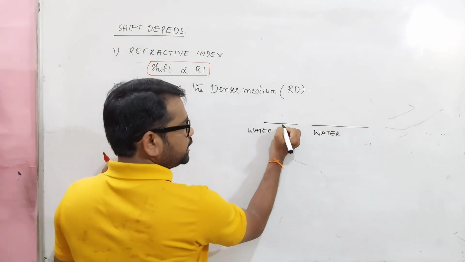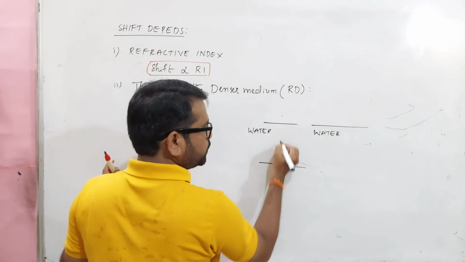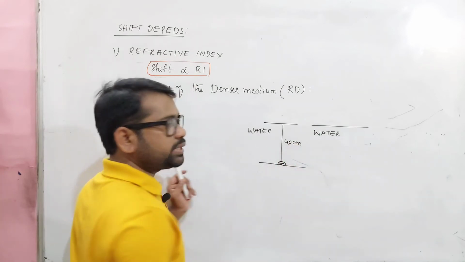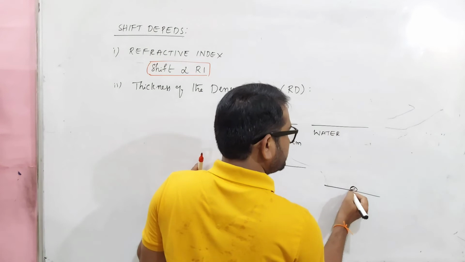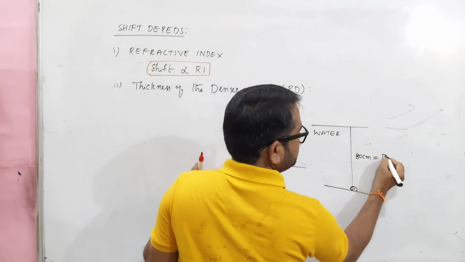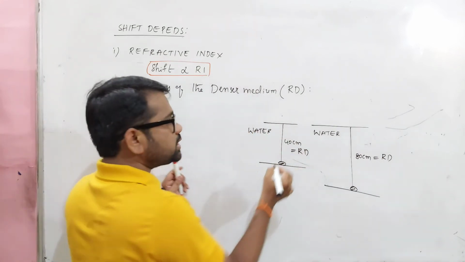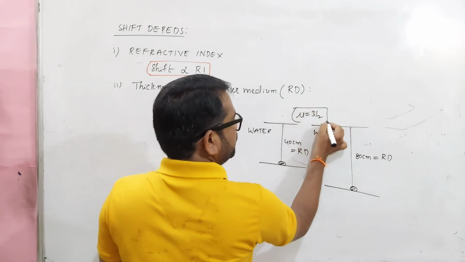Here let us say the object is placed at this point so that this depth is 40 centimeters. Whereas in this case, dear children, the object is placed at a depth of 80 centimeters. This is the real depth in this case, and here also a real depth. In both cases, we know that the refractive index is 3/2 only.